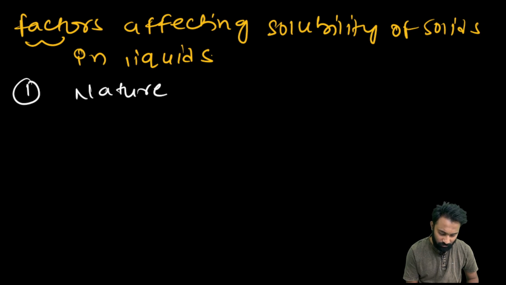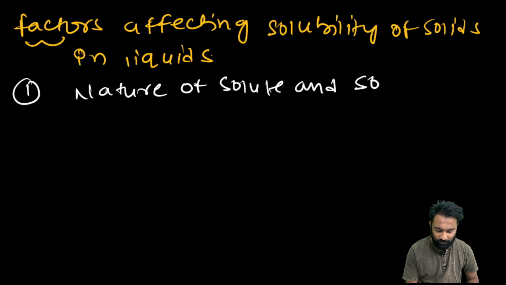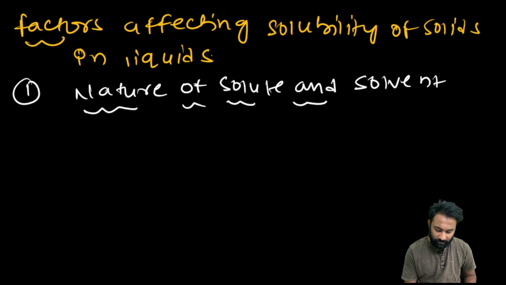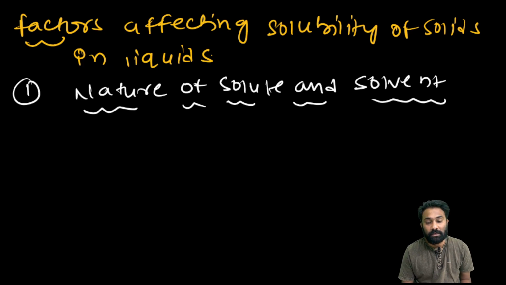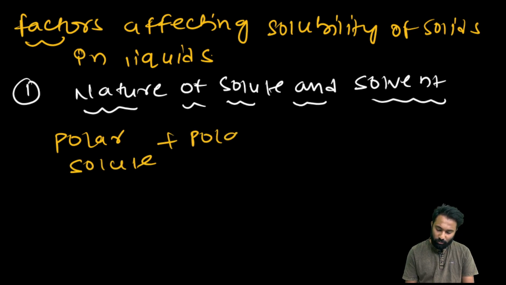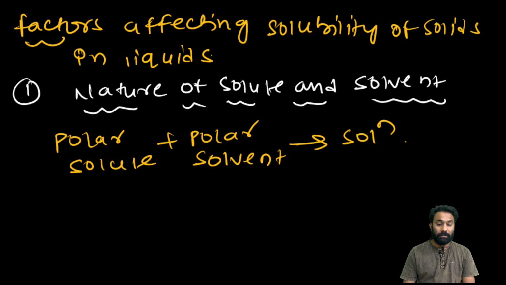The first one is the nature of solute and solvent. What is the nature of the solute and the solvent? Here, what is the meaning of the nature of the solute and the solvent? The first thing you have to remember is that polar solute plus polar solvent will give you the solution, meaning more solubility will be there.